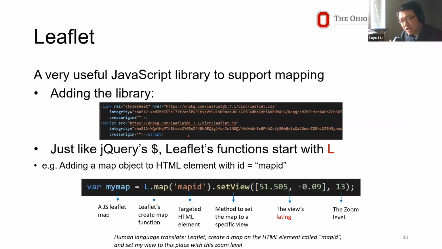The mapping library we want to use in the JavaScript environment is called Leaflet. Leaflet is a very useful JavaScript library, and it is actually open source, to support mapping. What do I mean by open source? That's free, right? It doesn't cost money. To add this library, you don't actually have to understand all of this code. The only thing you need to understand is that Leaflet has two parts, which are leaflet.js and leaflet.css. So basically just copy this one.